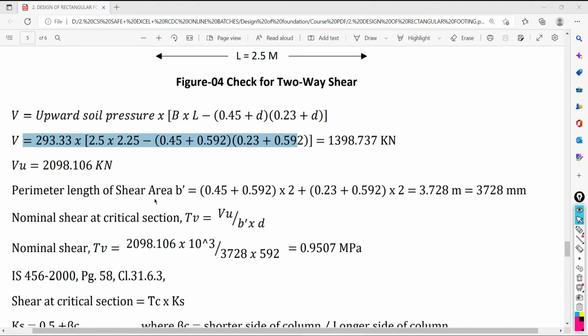So perimeter length of shear area, we are going to represent it B dash, equal to 0.45 plus 0.592 multiplied by 2 plus 0.23 plus 0.592 multiplied by 2. Total perimeter, total running length of this rectangle, how much it is going to become? 3.728 meter. In mm if we are going to put it, so it is going to become 3728 mm.